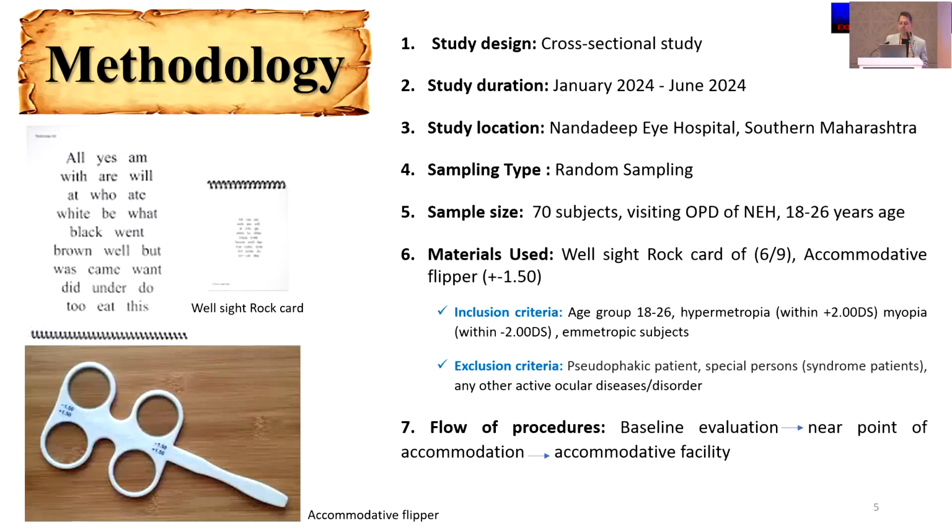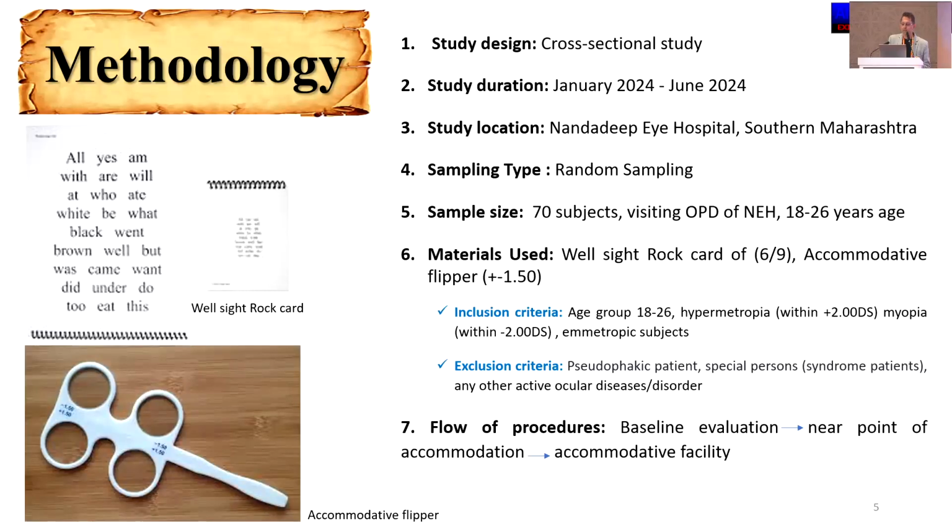This is a cross-sectional study done over a period of 4 years. The study location was Nandadi Pai Hospital, Maharashtra. Sampling was random. We selected 70 subjects who were visiting the OPD of the hospital. They did not have any symptoms related to accommodation. Materials used were a Wells-type rock card of 6/9 acuity and an accommodative flipper. We excluded all patients who were pseudophakic or had other problems in the eye.